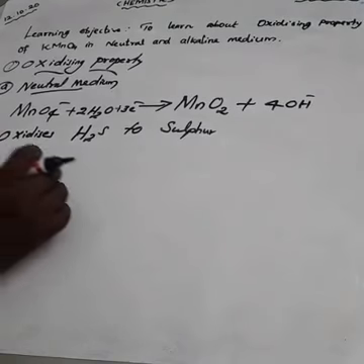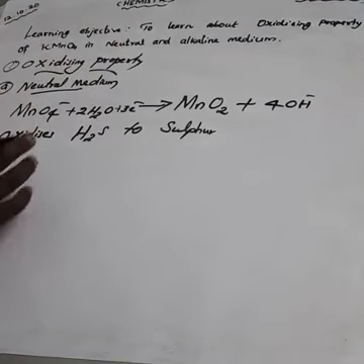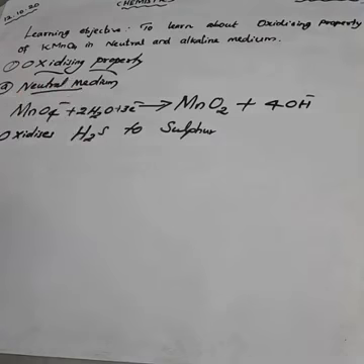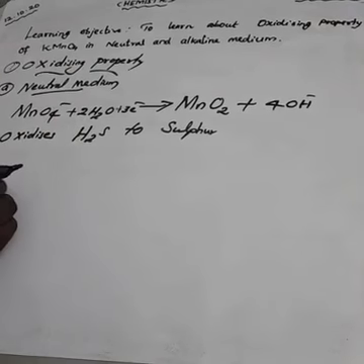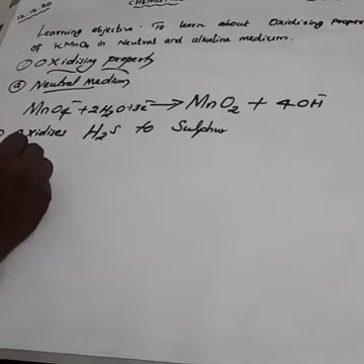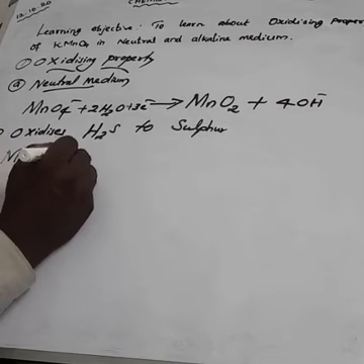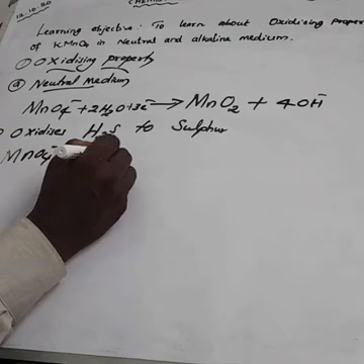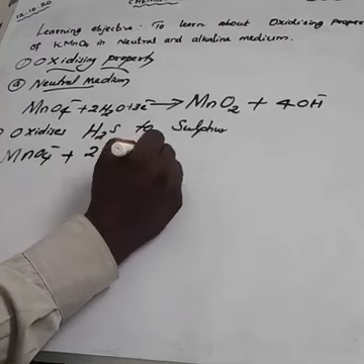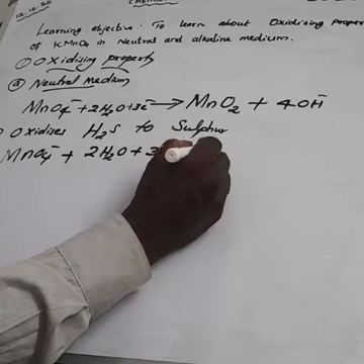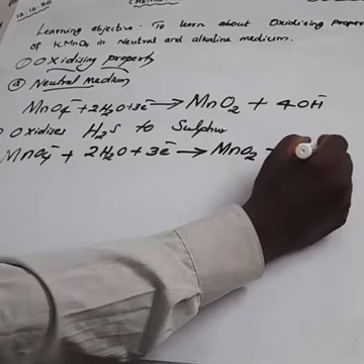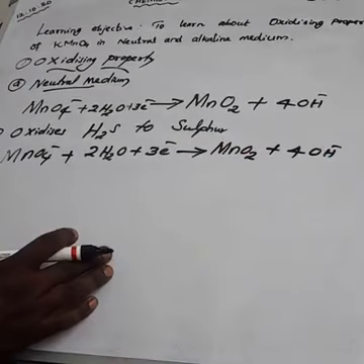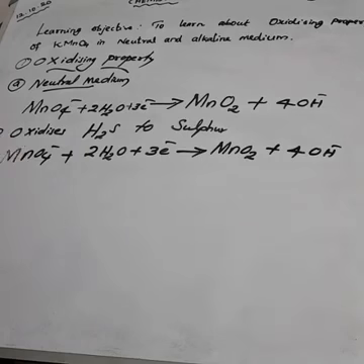Let us write the basic equation and see how the oxidation reaction goes on, that is, hydrogen sulfide is converted into sulfur. First we write the basic equation: MnO4 minus plus 2H2O plus 3 electrons gives MnO2 plus 4OH minus ions. Next, hydrogen sulfide is oxidized to sulfur by the permanganate ion.